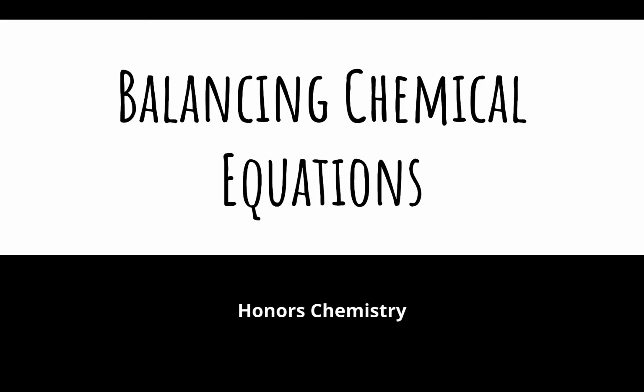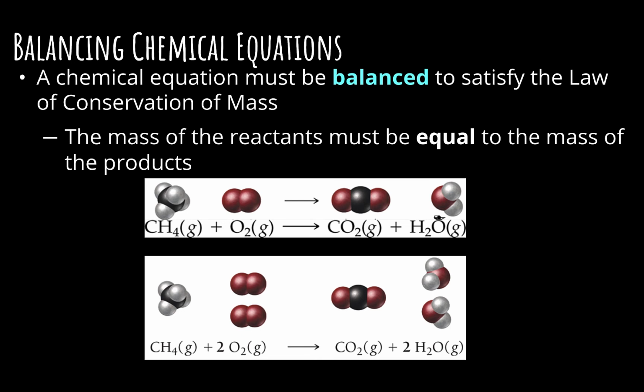The last thing we're going to look at today is how to balance chemical equations. You've done a little bit of this already in the intro activity, but we're going to go through and do it in a more systematic way. We have to balance chemical equations to satisfy the law of conservation of mass. That means that mass cannot be created or destroyed, so the mass of the reactants has to be equal to the mass of the products. You can see two examples of equations here.